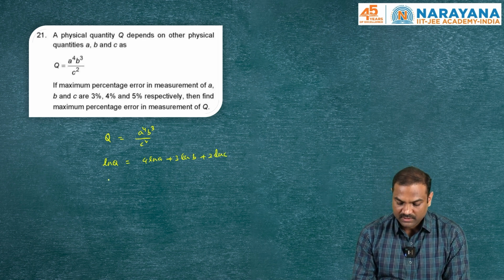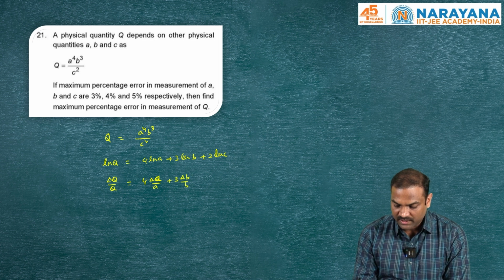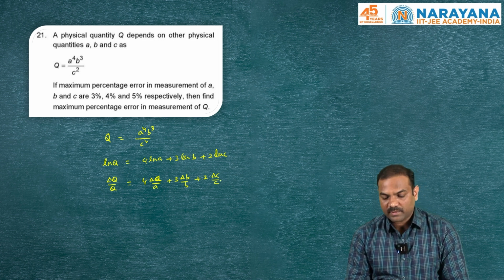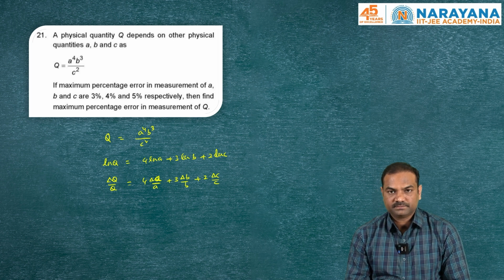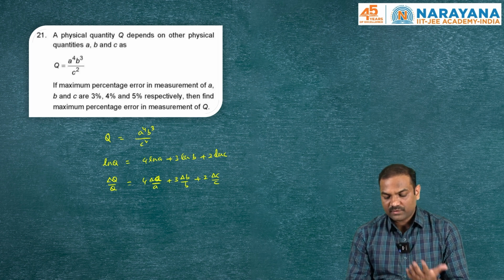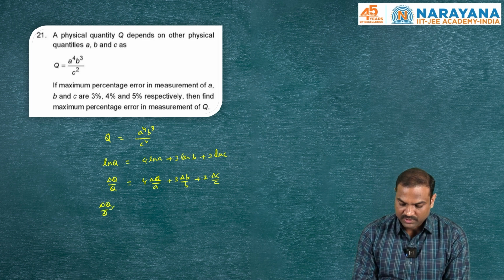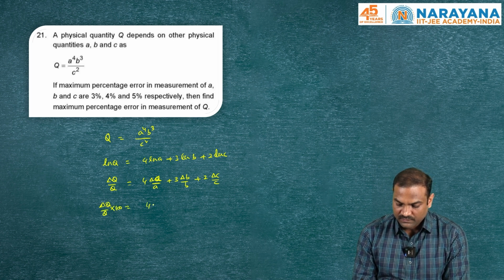Then if you derive it, delta q by q is 4 times delta a by a, 3 times delta b by b, and 2 times delta c by c. Here delta a by a and delta b by b are fractional errors. If you multiply by 100, you will get percentage error. Then delta q by q into 100 is equal to 4 into delta a by a into 100.